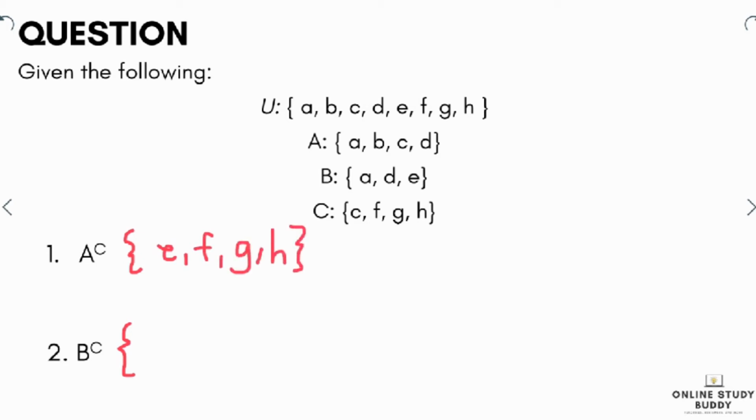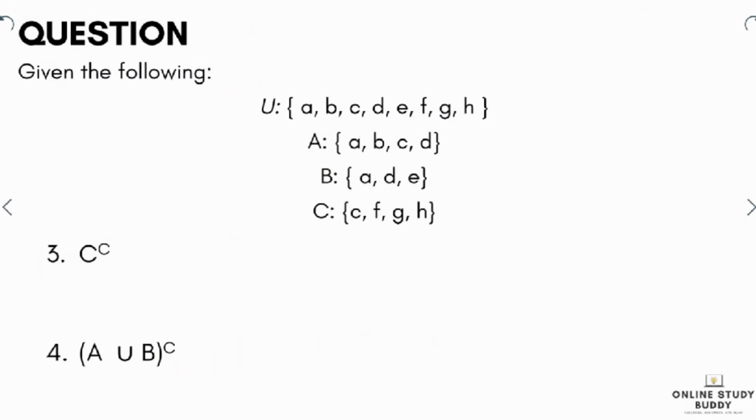Okay, next, we must find the complement of set B. So cross out lang natin yung elements ng set B na nandun sa universal set. So let's cross out A, D, and E. So ang matitira is a set that contains B, C, F, G, and H. Next, we must identify the complement of set C. So cross out ulit natin ang C, F, G, and H dun sa universal set. And what we have left is a set that will contain A, B, D, and E.